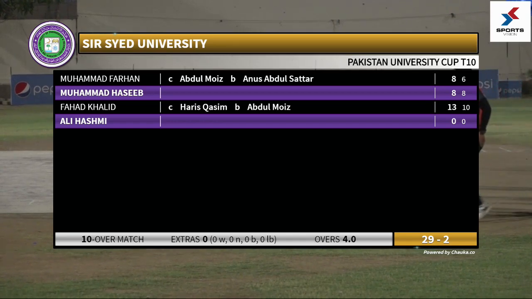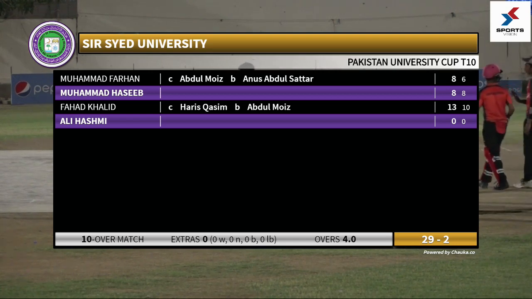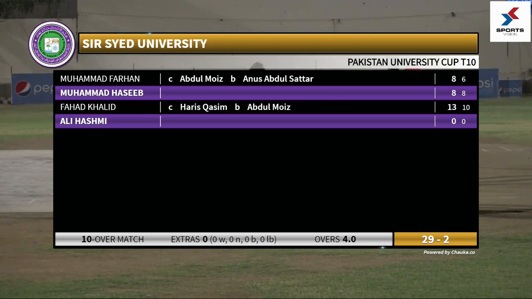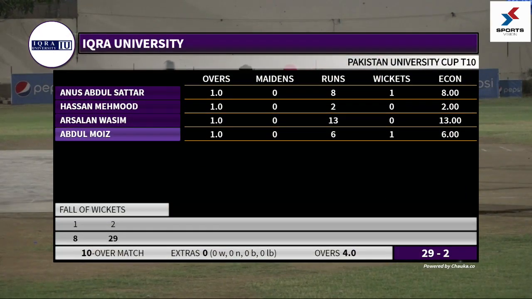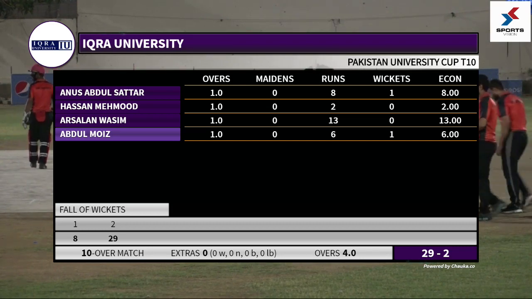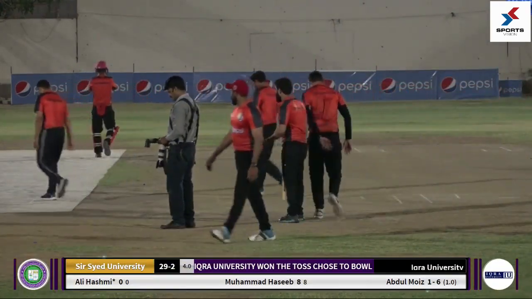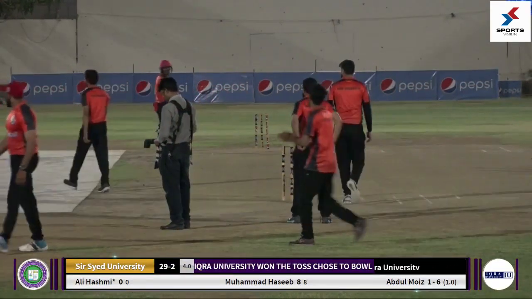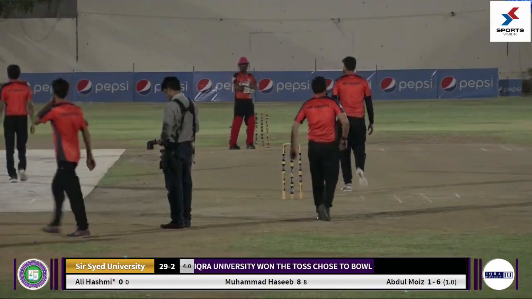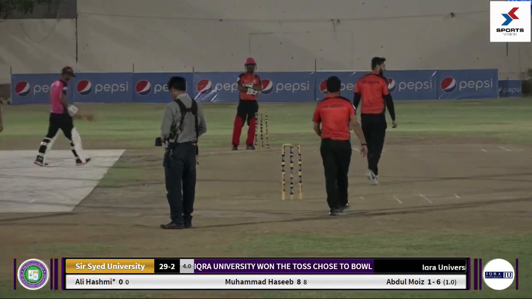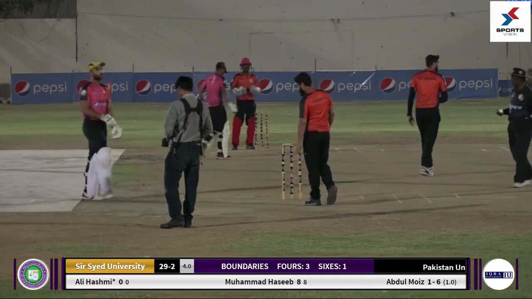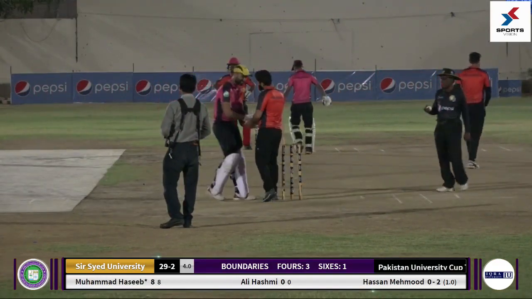29 for 2 after 4 overs. SSUT just lost the wicket of Fahad. In the first semi-final, we saw Bahria University knock out the other side and easily reach the final. They beat Kennedy by 7 wickets.